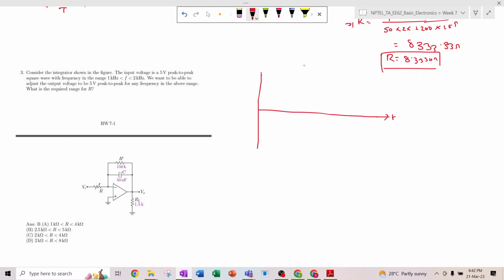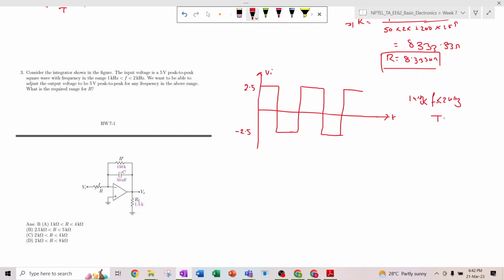If we draw, this is t and this is vi. This is 5 volt peak to peak, which means this is 2.5 and this is minus 2.5. This is the value of vi, a square wave with frequency range from 1 kilohertz to 2 kilohertz. So here it is 2 kilohertz, and here it is 1 kilohertz.